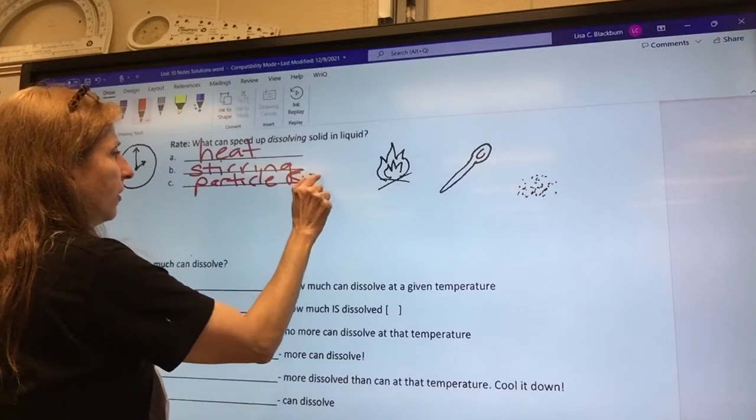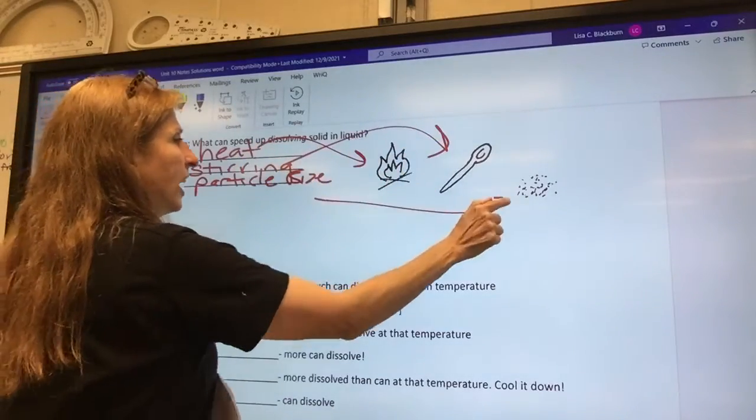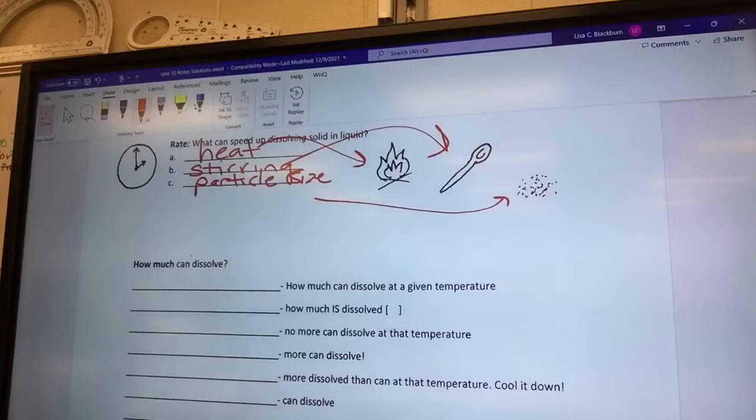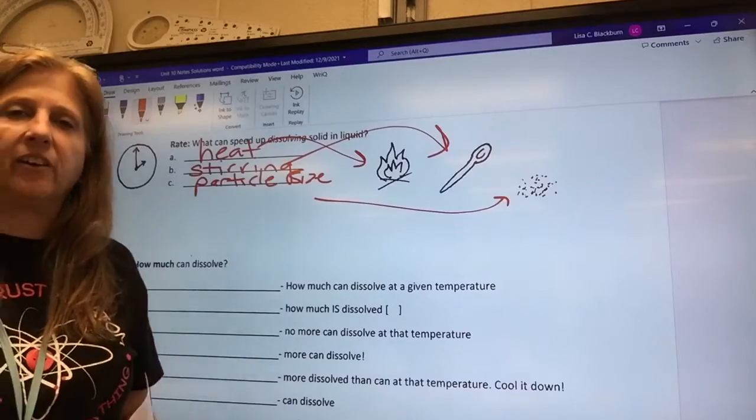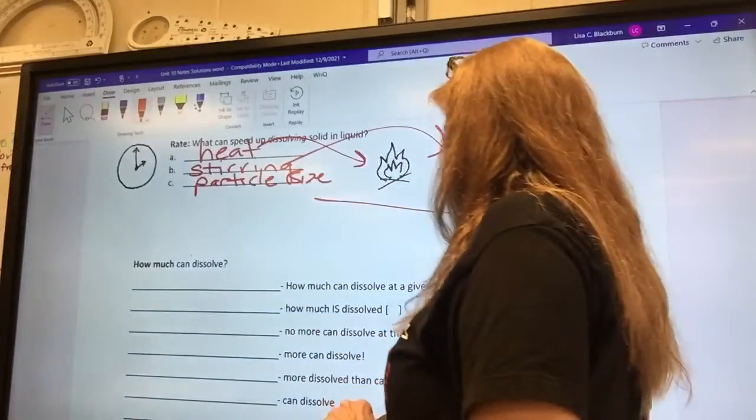So here's our drawing. We've got heat, we've got stirring, and we've got particle size. Now, what can dissolve? This is vocabulary. On the test, this will be matching. Make sure you start studying this.